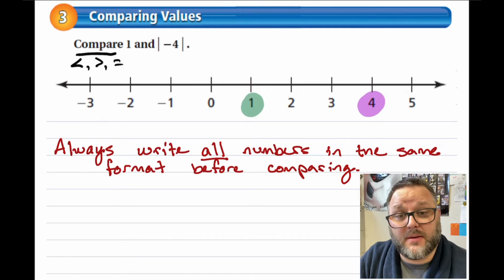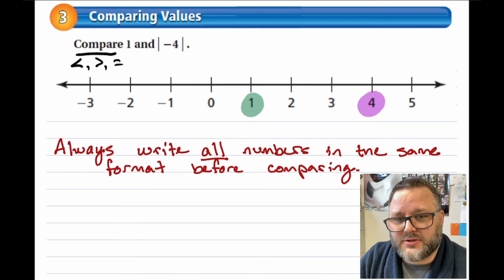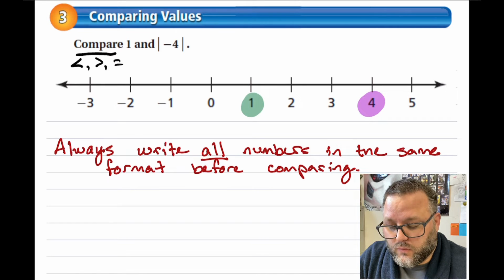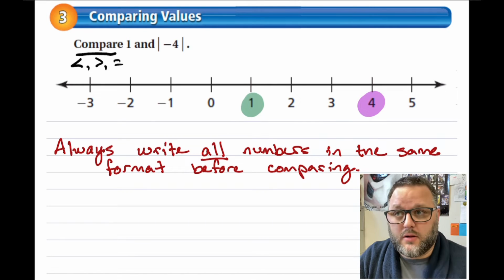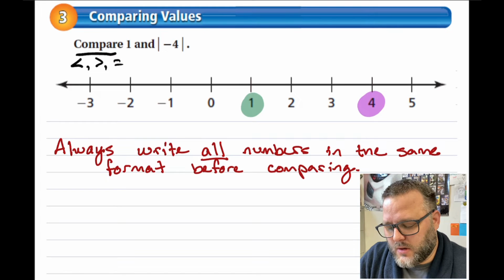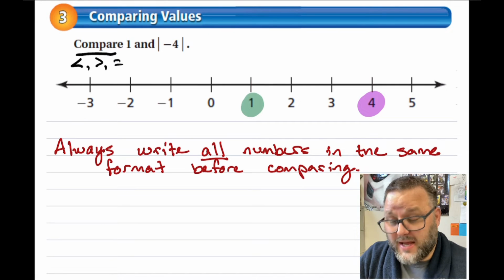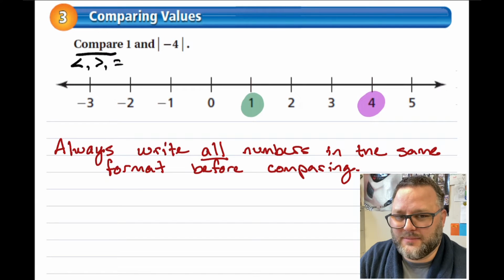So let me clarify what I mean by format. Format just means it's the same form. There are 3 forms of a number. There's decimals, there's percents, and there's fractions. Right now, all of them could be written as fractions, we don't need to. All of them could be written as percents, we don't need to. They are technically decimal form. Remember, if it doesn't have a decimal, that means its decimal is 0.0. So technically we are writing these in decimal form. The problem is they're not in simplest form.